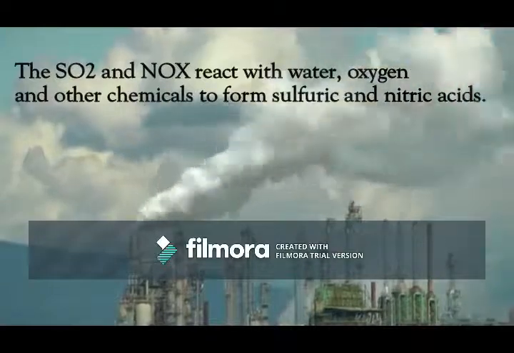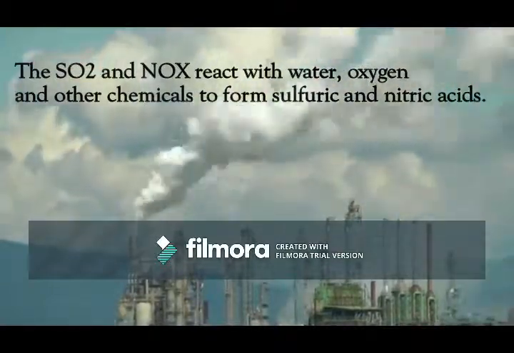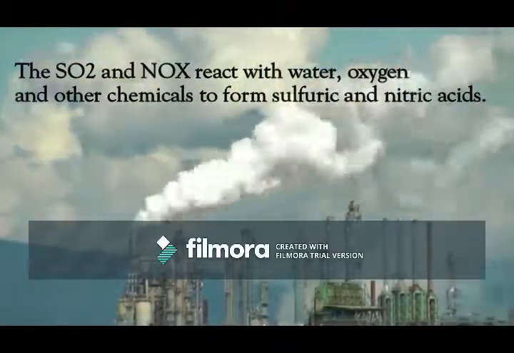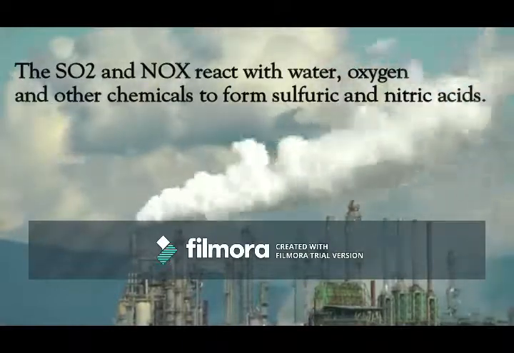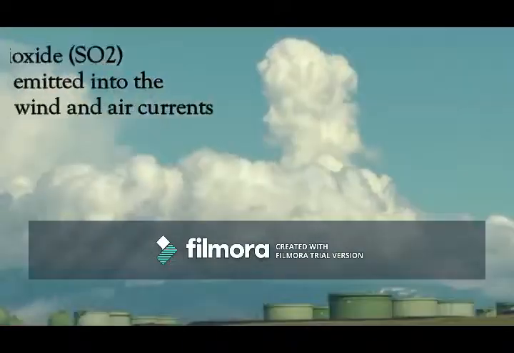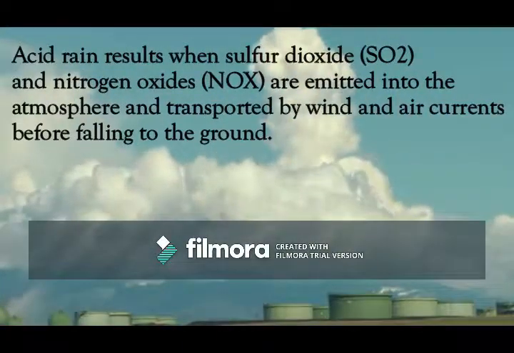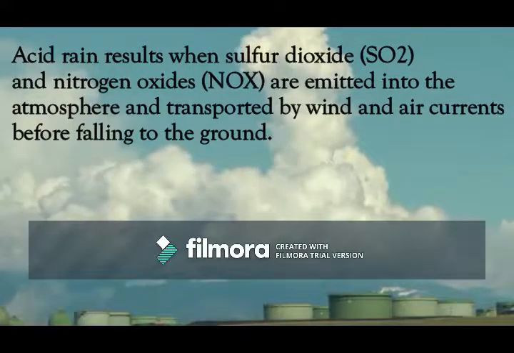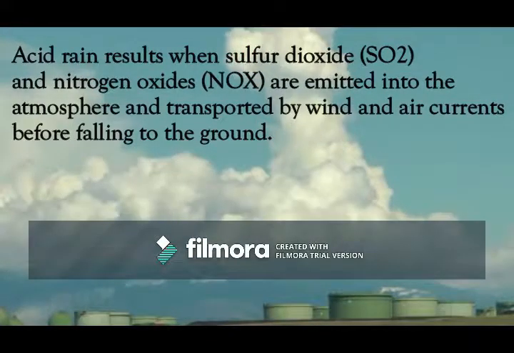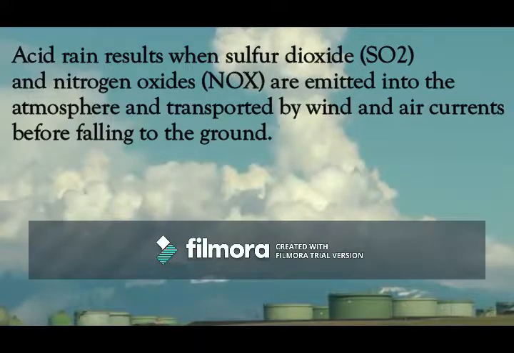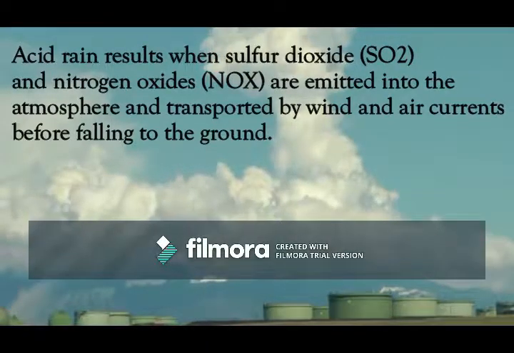The sulfur dioxide and nitrogen oxides react with water, oxygen, and other chemicals to form sulfuric and nitric acids. Acid rain results when sulfur dioxide and nitrogen oxides are emitted into the atmosphere and transported by wind and air currents before falling to the ground.